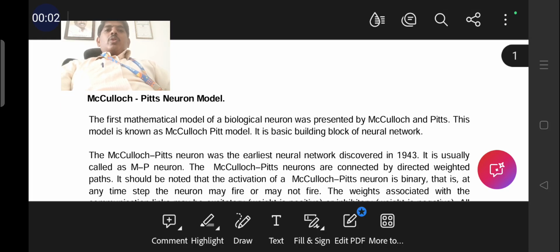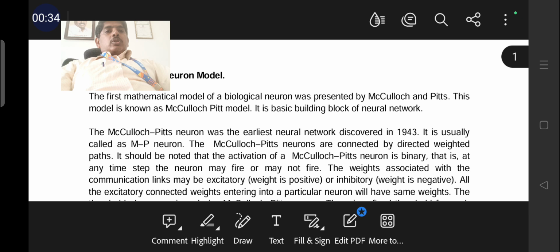Hello everyone. Today we are going to discuss one of the basic neural network models, called the McCulloch-Pitts neuron model. That is the first mathematical neuron model, developed by Warren McCulloch and Walter Pitts in the year 1943. Normally this mathematical model is used for logical functions. So this is the McCulloch-Pitts neuron model.